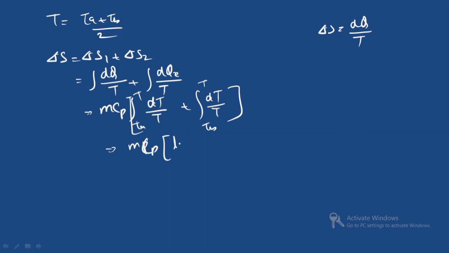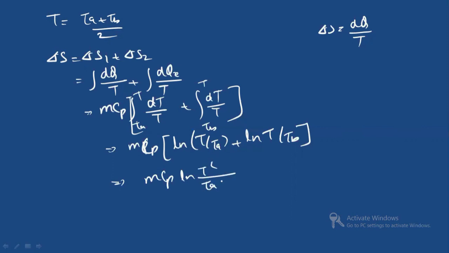Right. So when you integrate 1 by T, it will give you ln T. So it will be ln T by Ta when you put the upper and the lower limit, plus ln T by Tb. This is what you will get. And you can write it as mCp ln, sum will become product, so you will have T square by TaTb. This is delta S.